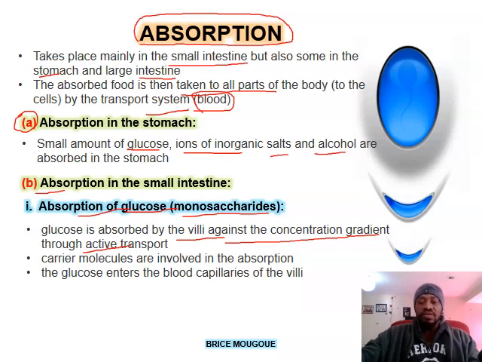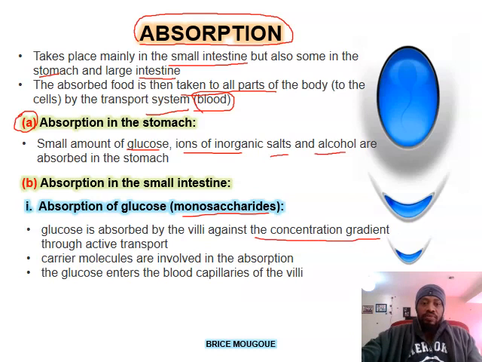If there's little glucose in the blood, then glucose will be absorbed by diffusion, by passive transport. But if we are looking at the normal case scenario, where the person is undergoing proper nutrition, always has enough glucose in the body, and extra glucose is coming in, how will this glucose be absorbed? It will be absorbed through active transport with the use of energy against a concentration gradient.